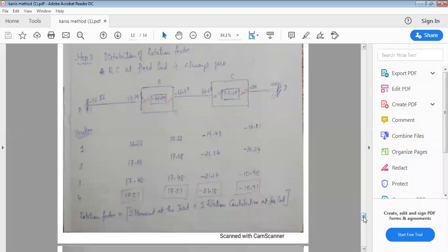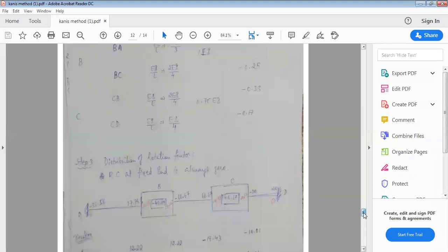And then next, the iteration part. Okay. So iteration factor, rotation contributions. These are all rotation contribution values: 12.22, 17.08. These are called rotation contributions. And this minus 0.25 is the rotation factor. Okay. Just try to remember this terminology.